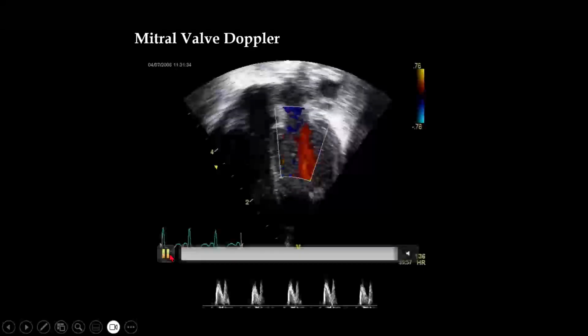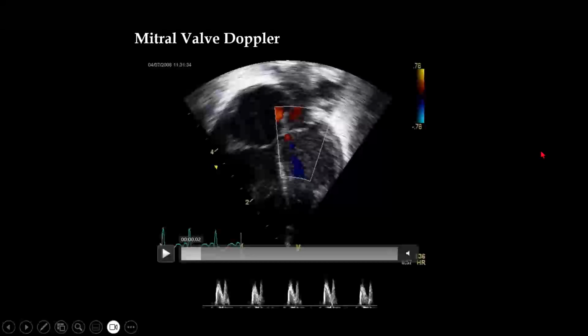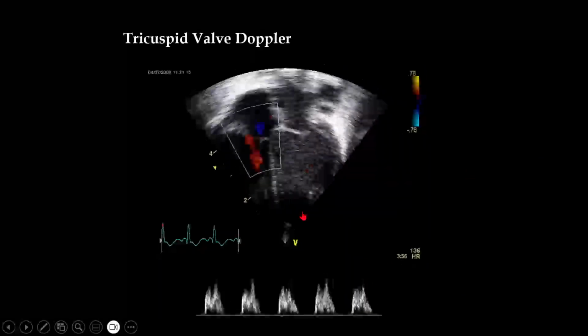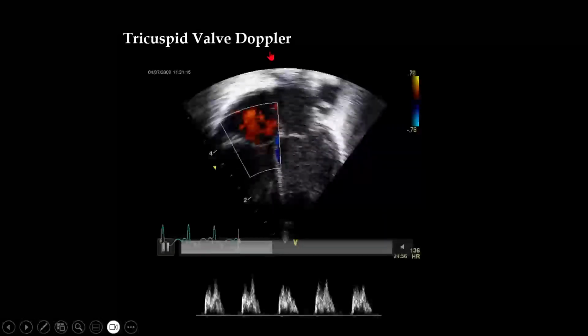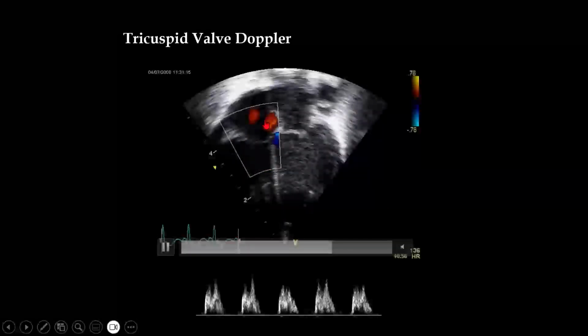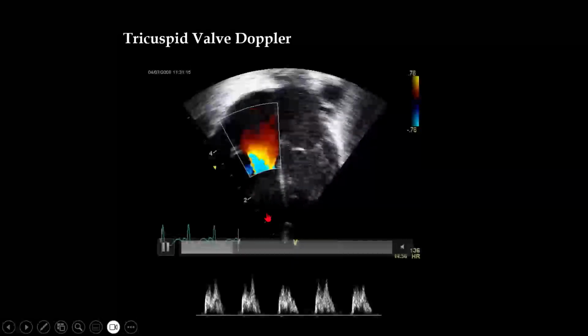What will be the color of the blood flowing from RA to RV? Red. Yes, it is moving towards the probe. And then what will be the color of the TR jet? So this is the red color. Blood is flowing from RA to RV. Here is your probe, so it is towards the probe.